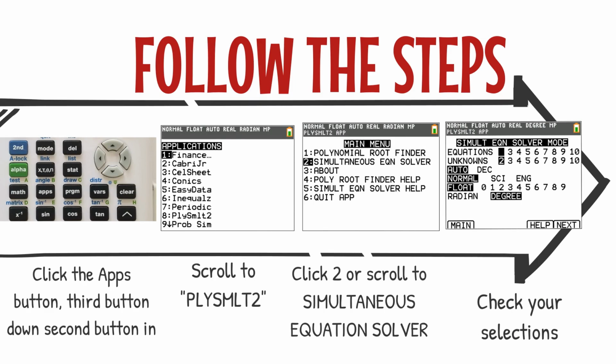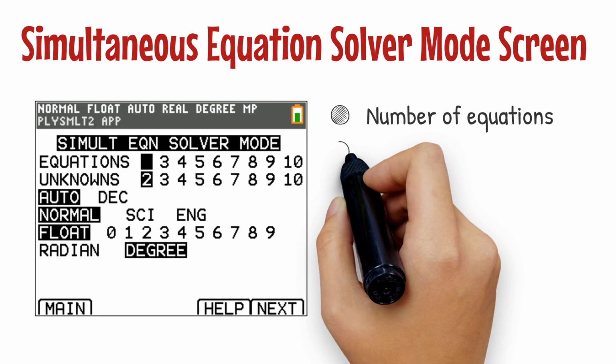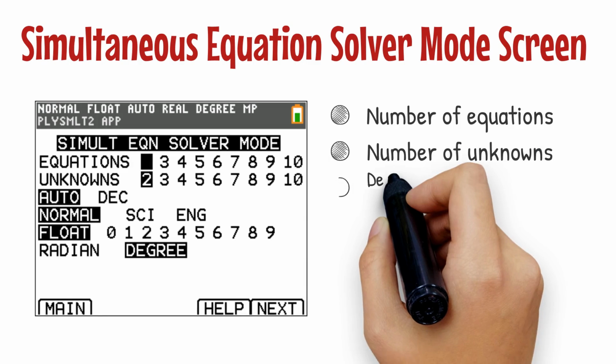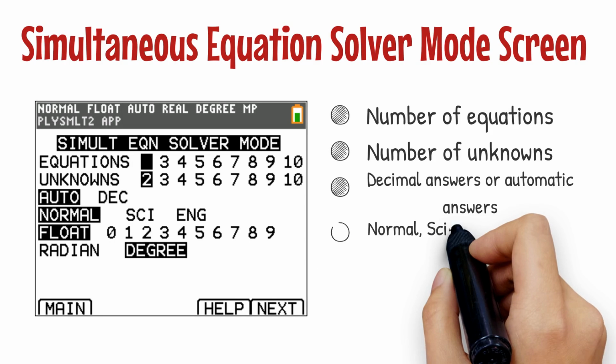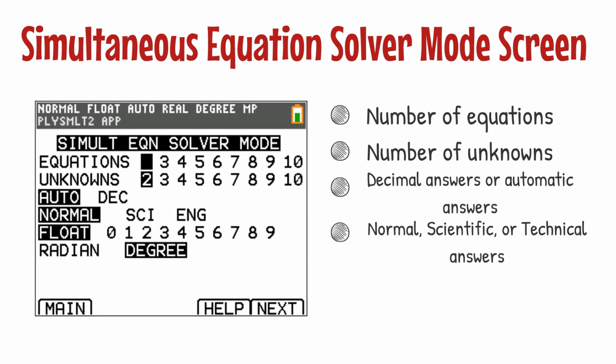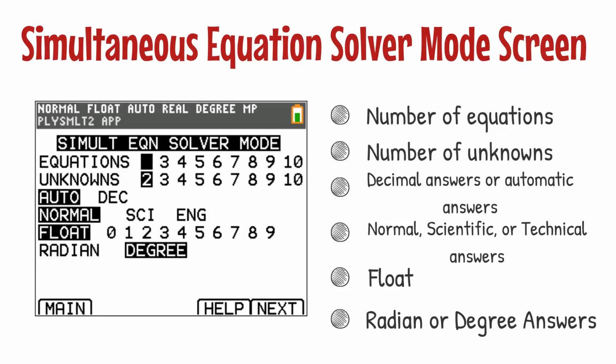Check that all your selections are right. The first is the number of equations, the second is the number of unknowns, the next is what form you want the answers in, whether it be auto or in decimals. The next would be whether you want the normal answers in scientific notation or engineering notation. Then, float. And lastly, whether you want your answers in degree or radian.